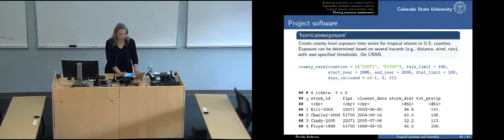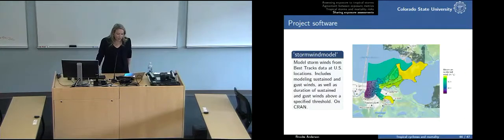And then this will return to you either maps or data sets that you can combine with time series data. For each of the storms, it gives the date it was closest to that particular county, the distance the county was from the storm, and the total precipitation. This also has wind, rain, flood, and tornado events, all of the pieces that we were talking about before. Along the way, we also made some other stuff to make things easier for us, but we decided to put that out as software as well.